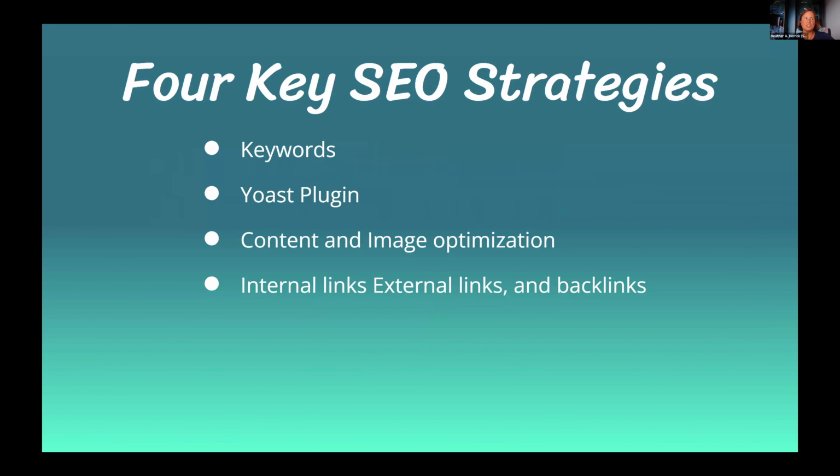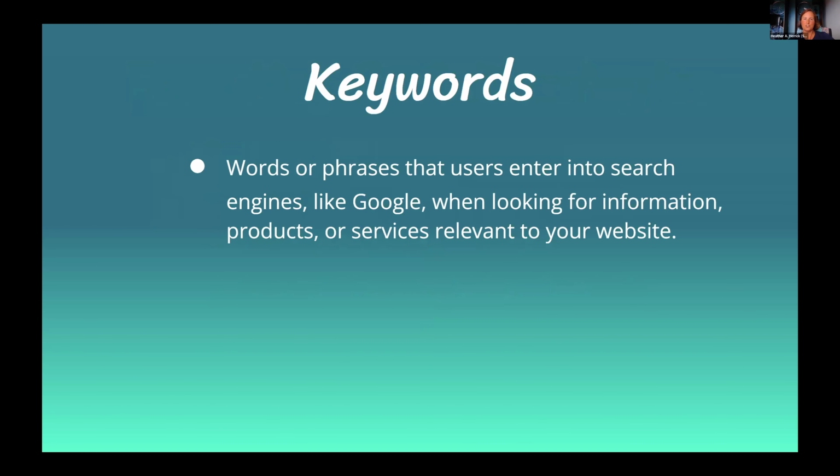Okay, so the four strategies that we're going to talk about today are keywords, the Yoast plugin, content and image optimization, and then we'll get into internal, external, and backlinks. First, keywords. Keywords are just the words or phrases that people enter into Google to look for information. So those are their keywords. What you want in a website is to find the keywords that people will use to find you.